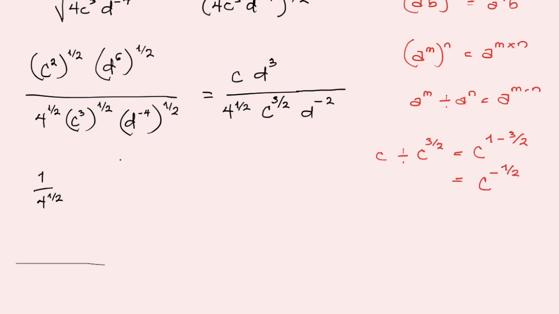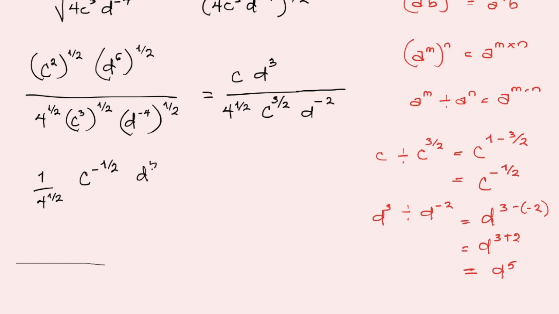And so we have c raised to power minus half. And then we also solve for d, which is d cubed, divided by d raised to power minus 2. And that's going to be equal to d raised to 3 minus minus 2. Now minus times minus is plus, so we have d raised to power 3 plus 2. And that results in d raised to power 5. So we have d raised to power 5.